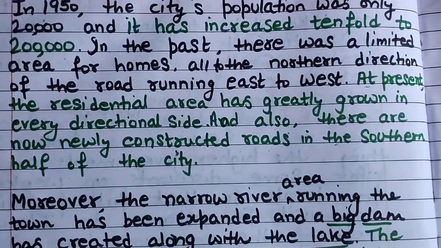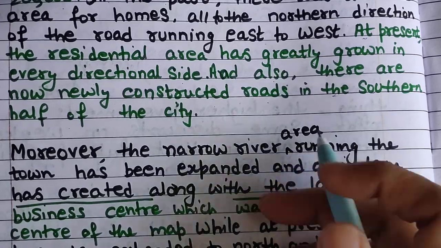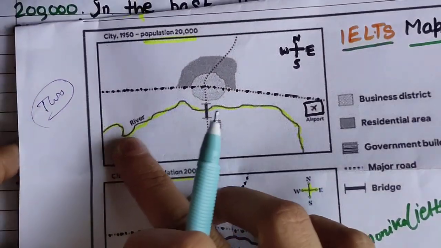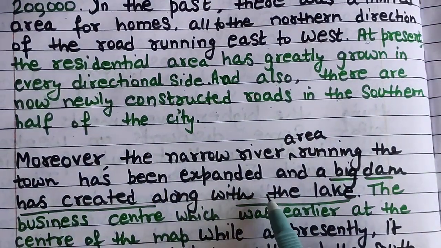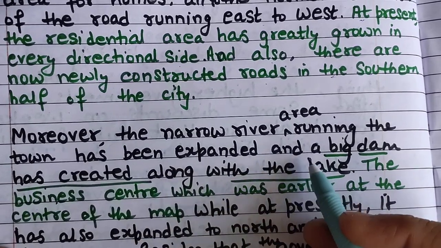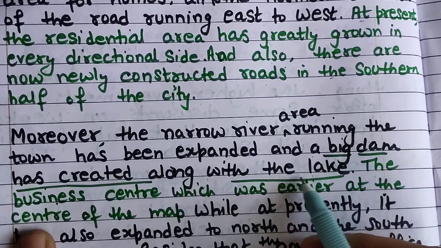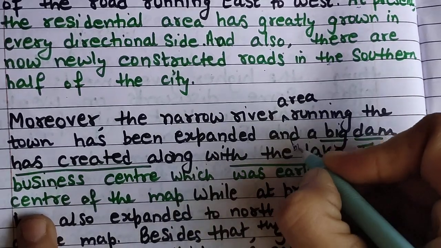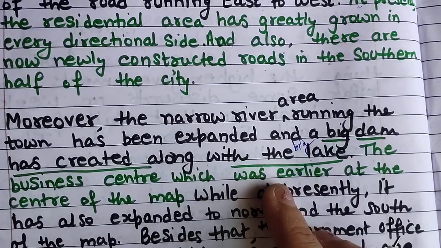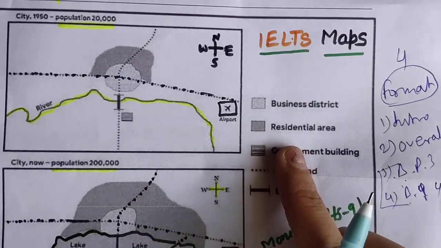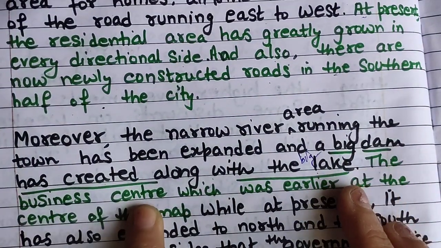Now coming to the next paragraph. Moreover, you can see this narrow river area. Now how they have converted it: the lake and dam have been expanded, and a big dam has been created along with a big lake. Now comparison: the business center. Now I am taking this business district. The business district, on the other hand, you can also use it.